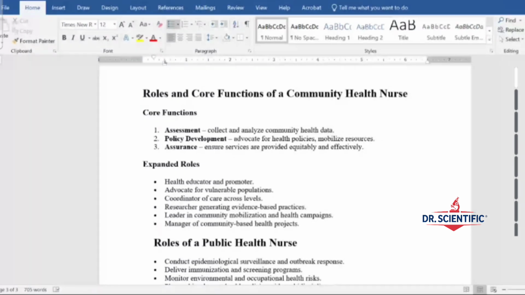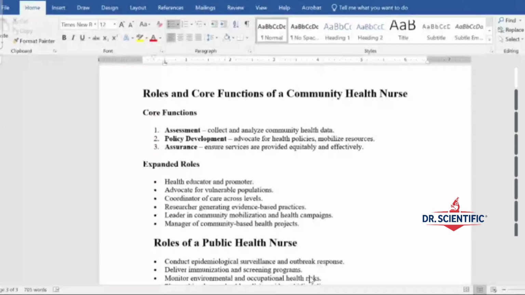So, roles and core functions of a community health nurse. We have core functions. One, assessment: collect and analyze community health data. Number two, policy development, where he or she advocates for health policies and mobilizes resources. Then number three, assurance: ensure services are provided equitably and effectively.